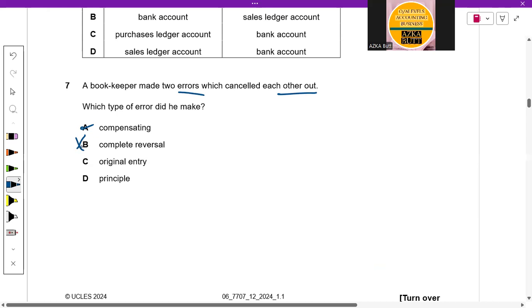Complete reversal happens when the correct amounts are entered, but the debits and credits are reversed. So this is not it. Error of original entry occurs when an incorrect figure is used from the start, affecting both debit and credit sides. And error of principle occurs when an entry is made in the wrong type of account, for example, recording a revenue item as a capital item. So that's why option A is the correct answer, as it refers to errors that cancel out each other. So this is the right option.